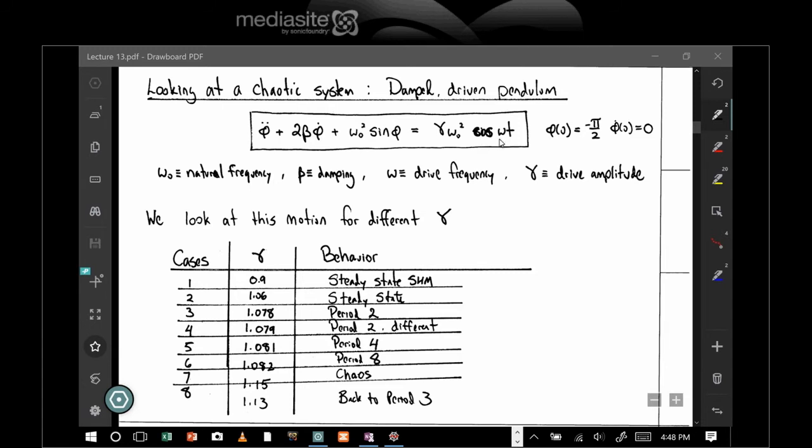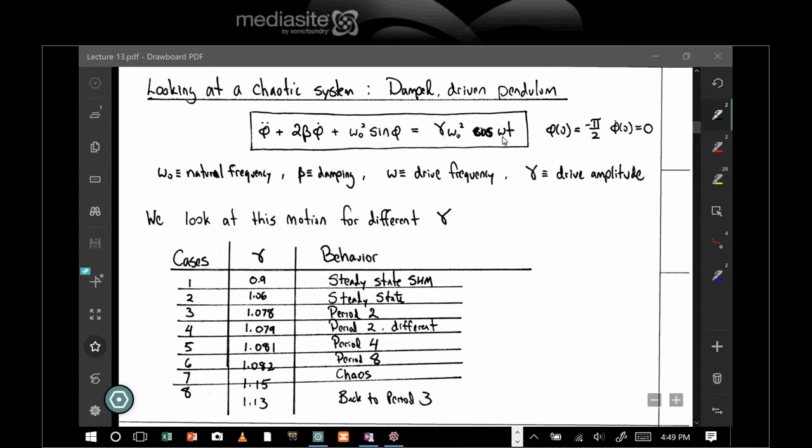Now a couple things to note. Omega naught is a natural frequency. Beta is the damping. Omega is the drive frequency. And then gamma is going to be some amplitude. If I set gamma equal to 0, then there's not going to be any driving. Now, the two important terms in this are gamma and omega.